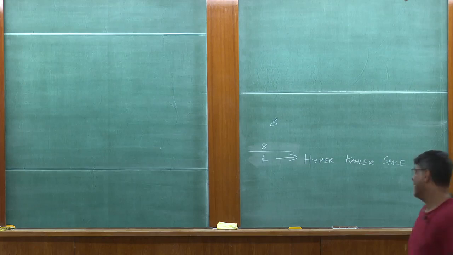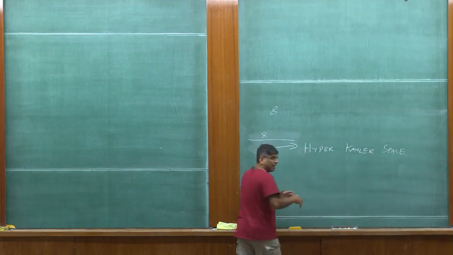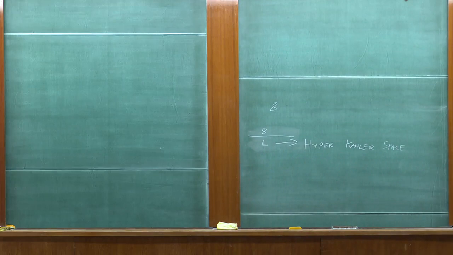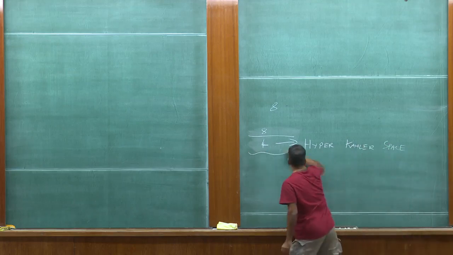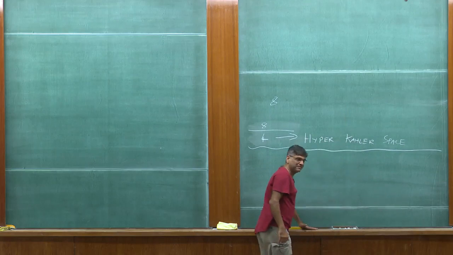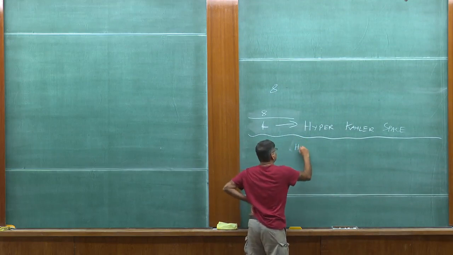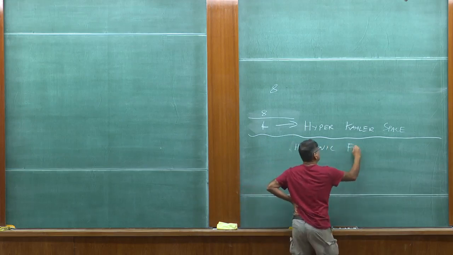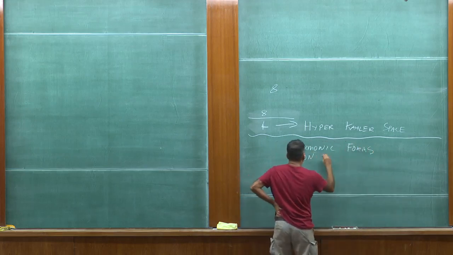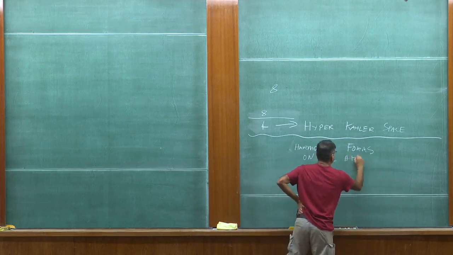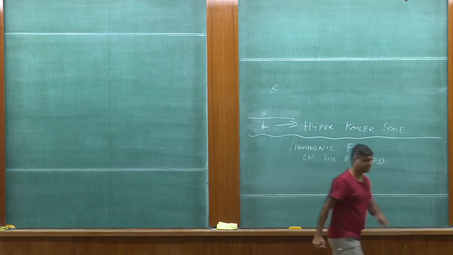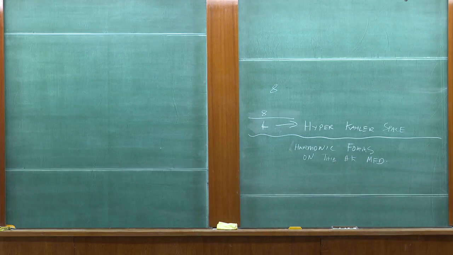Okay, so when we get 8 supercharges in our quantum mechanics, the manifold remains hyperkähler, and as we've seen in the lectures at the beginning of this course, supersymmetric states are harmonic forms on this hyperkähler manifold. Okay.